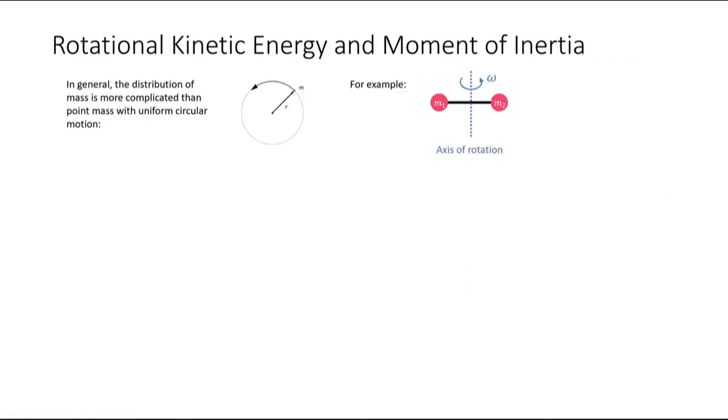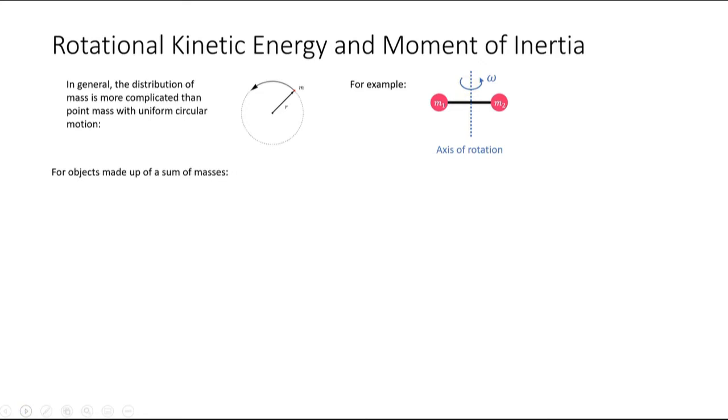So in general, things are more complicated than a point mass moving in uniform circular motion. For example, we're going to consider this dumbbell that I have drawn up here, which is two masses that are held together by a rigid arm. We're going to consider this dumbbell as it rotates around a vertical axis with angular speed omega.